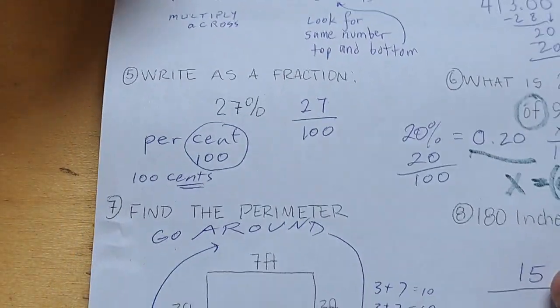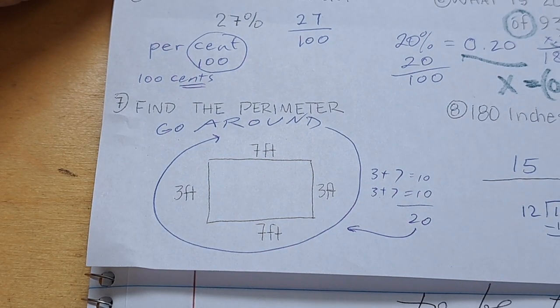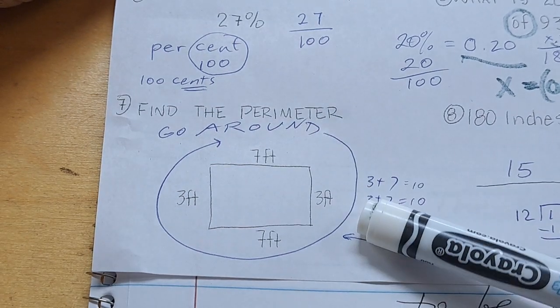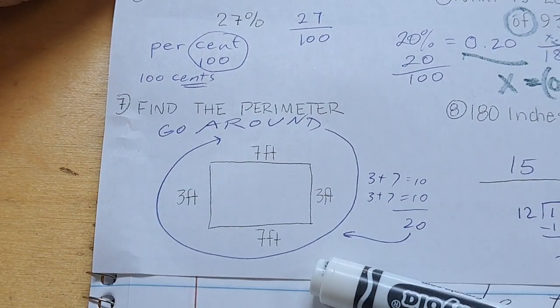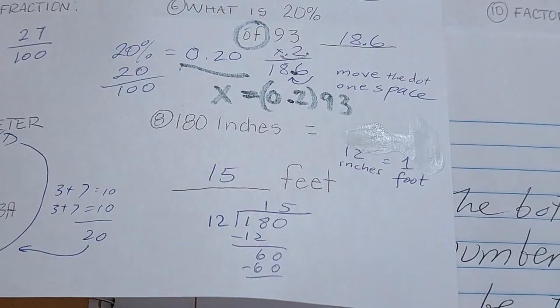I want you to find the perimeter going all the way around. Well, yeah, it's fun to find the 7 and 3 because that's 10. And 3 and 7, that's another 10. That was easy. And finally, let's convert.